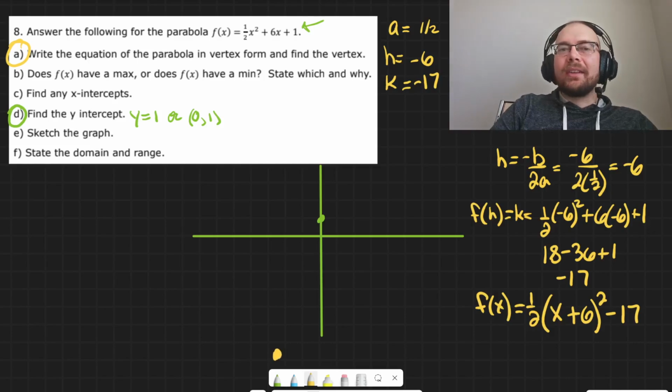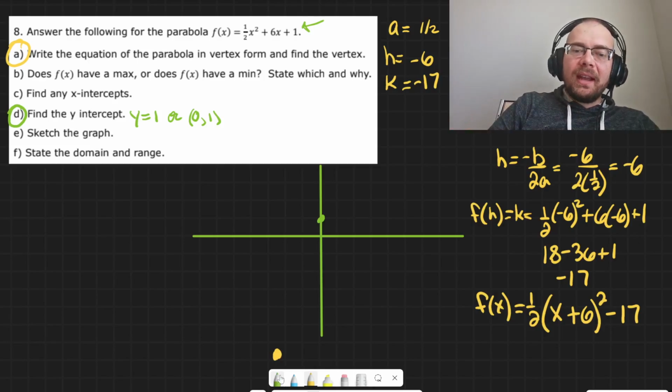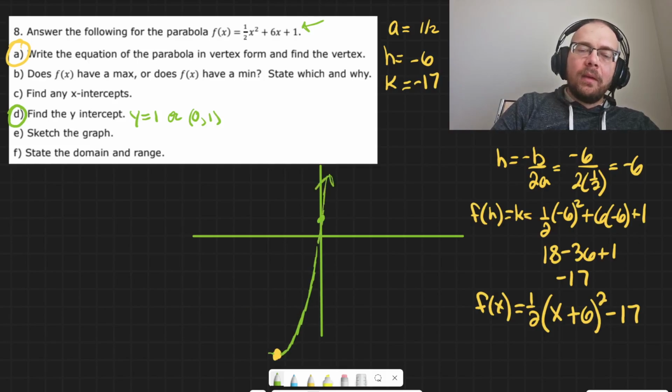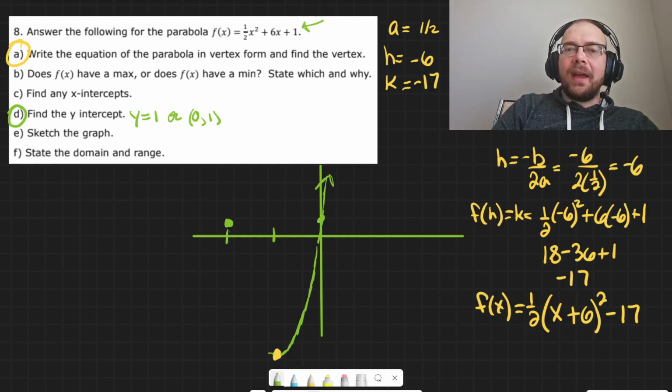So it's way down here somewhere. And then it wants to know if it's going to have a max or a min. Well, if we connect the dots here, it looks like it's going to go like that, which means it's also going to go over here as well. So if right over here is negative 6, then somewhere over here would be negative 12, which is where the other side of that point would be.